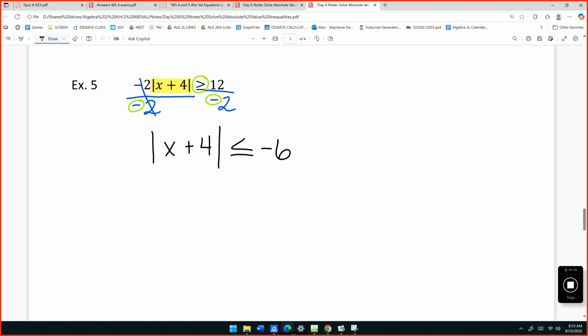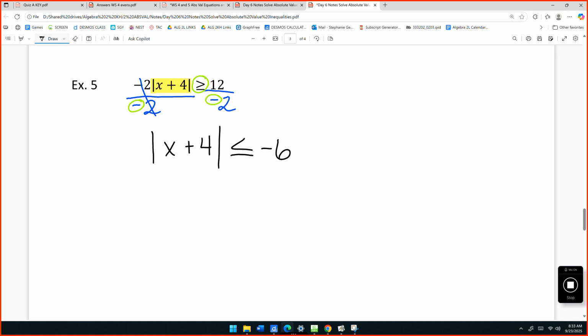Anybody's spidey sense going off? Well, absolute value can't equal a negative, and it certainly can't be less than a negative, right? Okay. So logically, you can look at that and go, well, there's no solution, okay? And great. The answer is no solution.